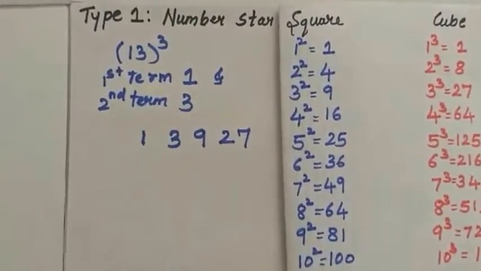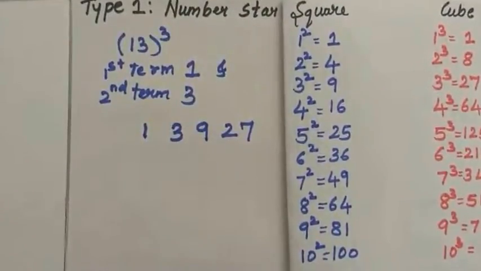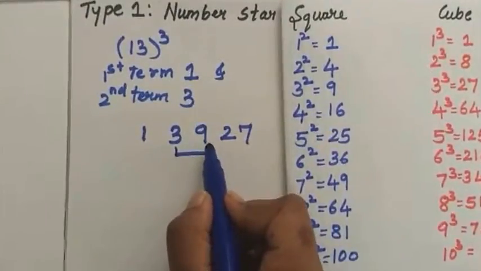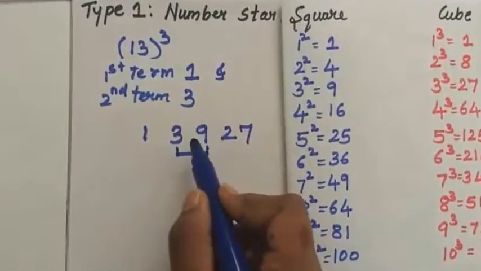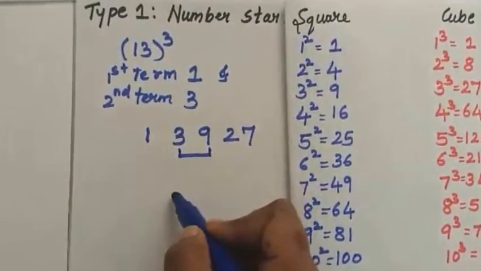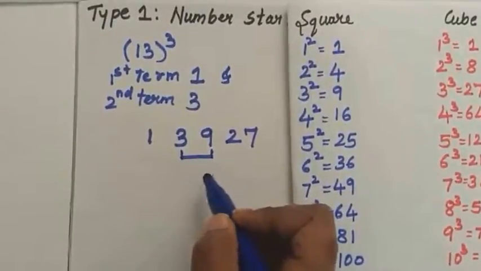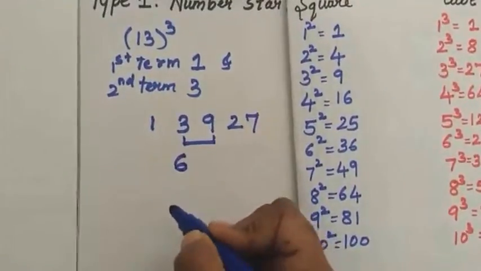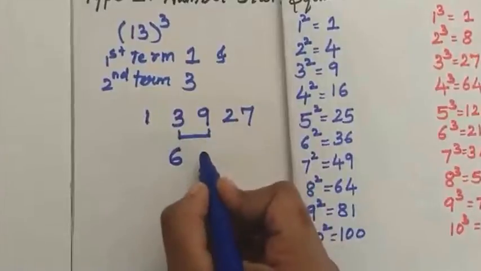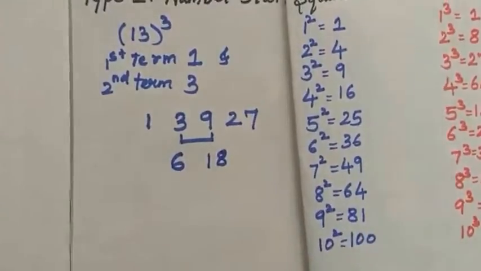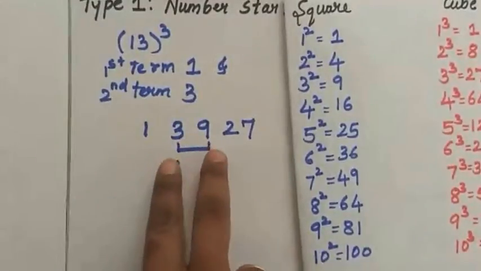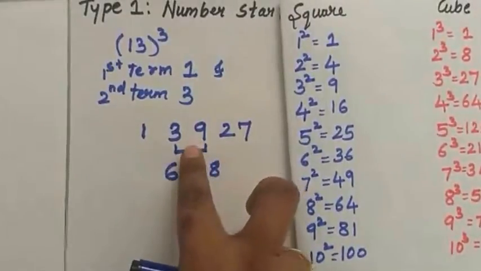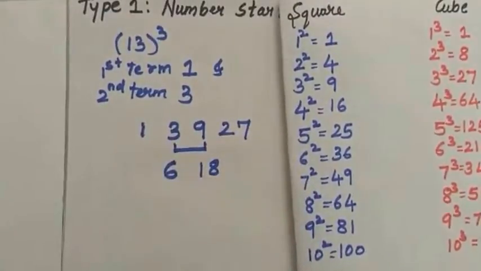Okay. Now in second row, I'll double the two middle terms, that is 3 and 9. I'm going to double these two middle terms, the second term and the third term, and write them just below the second term and the third term. So double of 3 is 3 plus 3, my 6, and the double of 9, that is 9 plus 9, is 18.